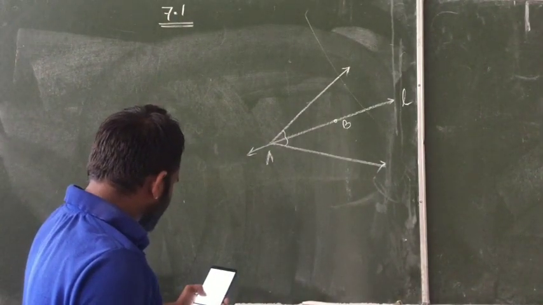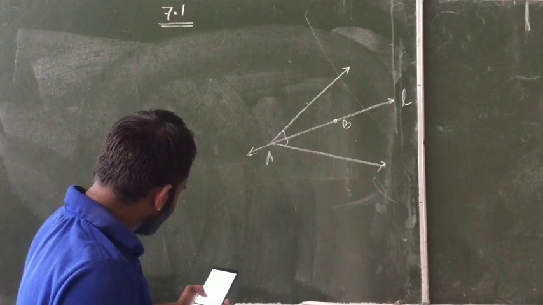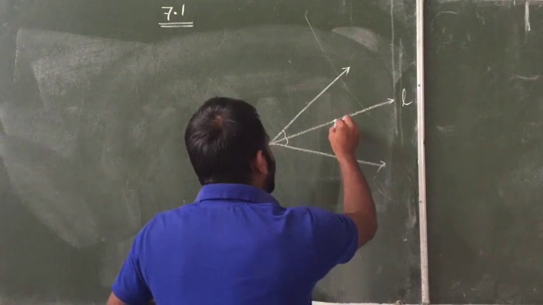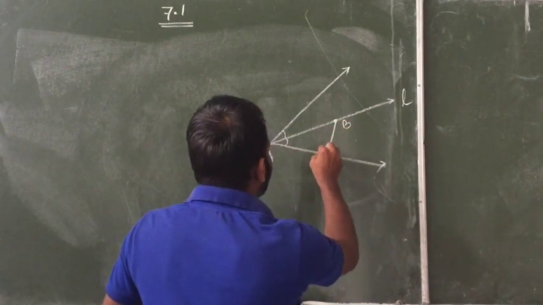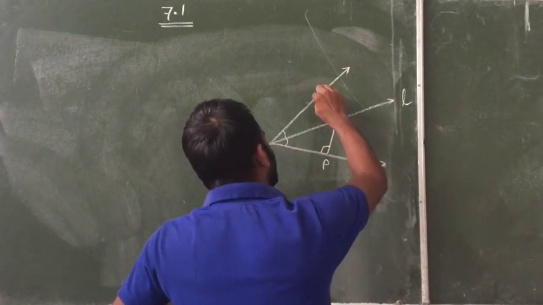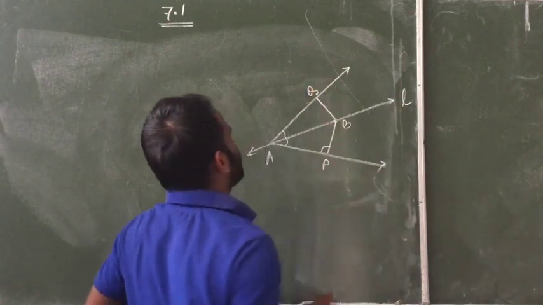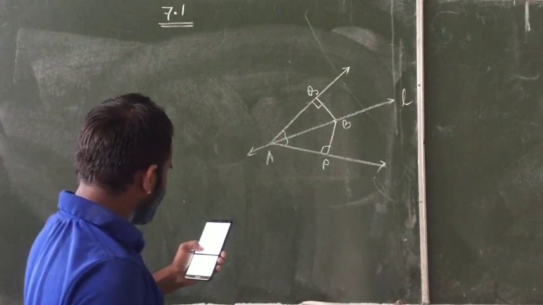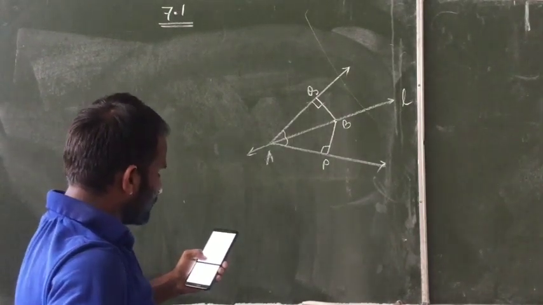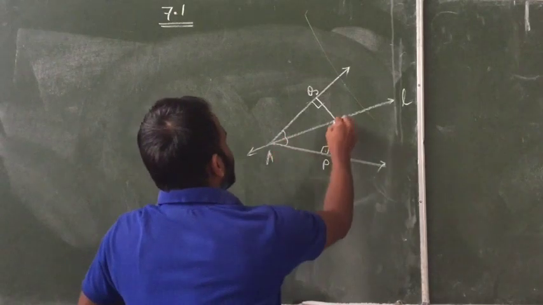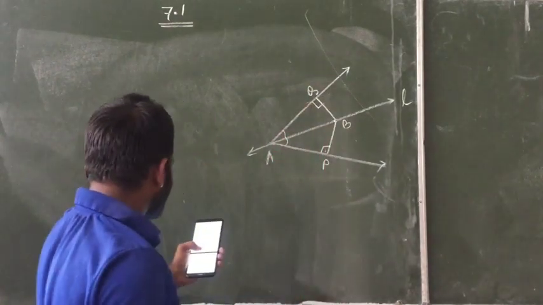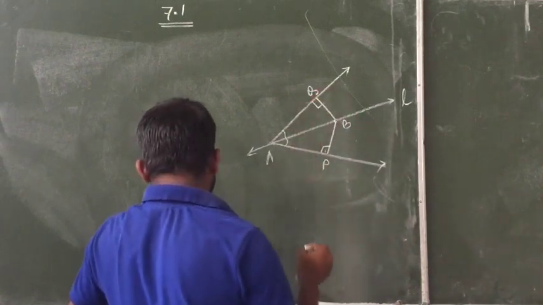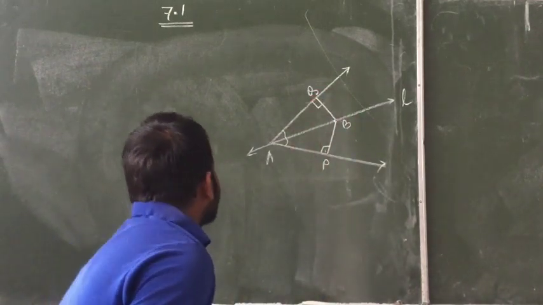Again, BP and BQ are perpendicular from B to the arms of the angle. That means BP is perpendicular to this arm and BQ is perpendicular to this arm. We need to prove two things. One, triangle APB is congruent to triangle AQB. Another is BP is equal to BQ. So let's start.